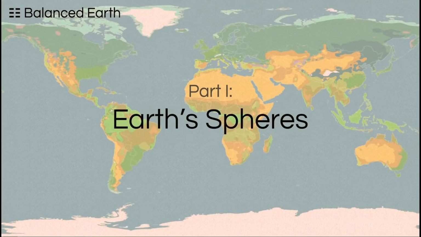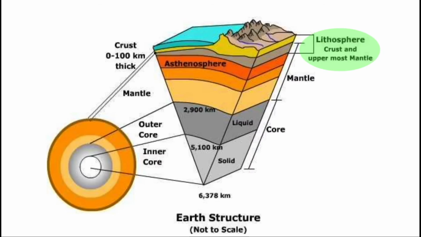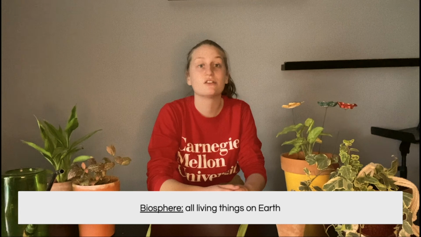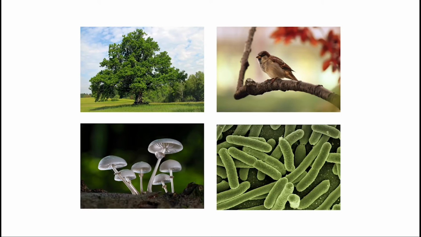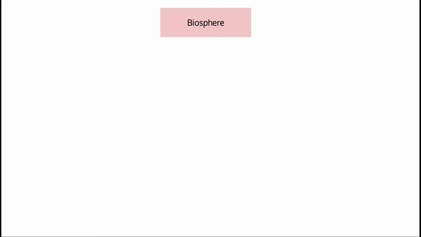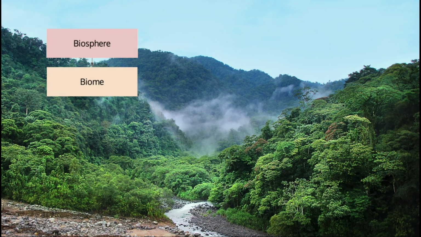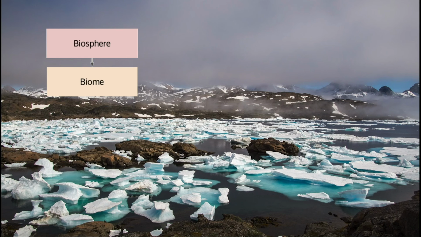Now that we're coming to the end of the module, let's take some time to review all of the concepts that we covered today. First, we looked at the 4 different spheres of Earth, including the rocky lithosphere, the water-based hydrosphere, the gaseous atmosphere, and the biosphere, which contains all living things on planet Earth. We saw that a biosphere could be broken down into smaller and smaller pieces. Smaller than the biosphere is a biome, like a tropical rainforest or Arctic tundra.